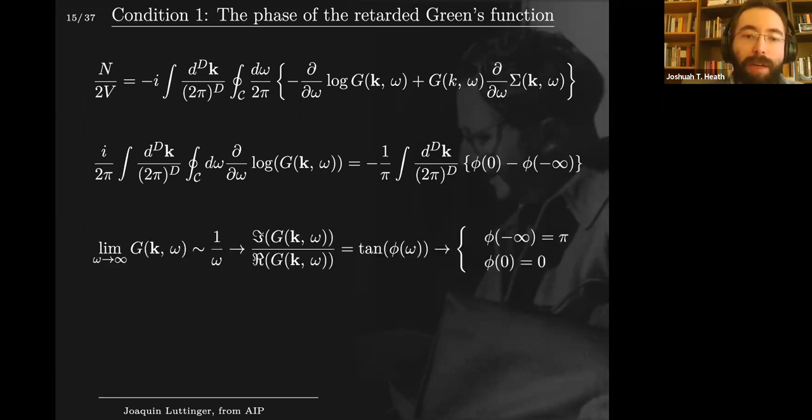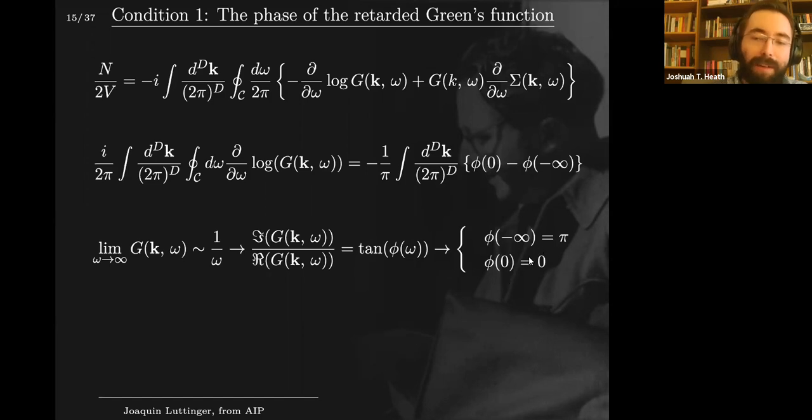From the spectral decomposition of the Green's function, whether or not it's a Fermi liquid, as omega goes to infinity, the Green's function will go as 1 over omega. This is a real value, which means that the imaginary part of the Green's function should go to 0 faster than the real part as omega goes to infinity. So that tells me that from the tangent of phi, related to the imaginary and real parts of the Green's function, phi at -infinity should be pi. So that solves that one.